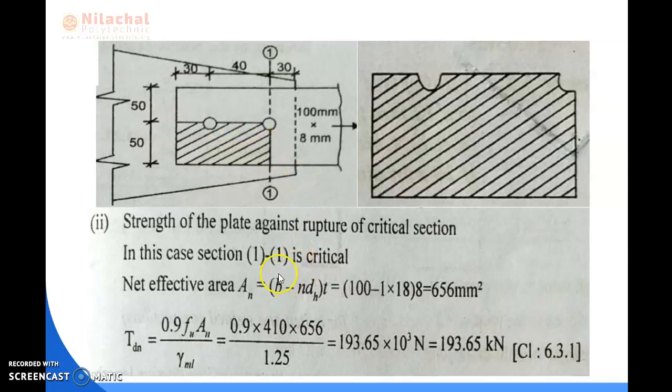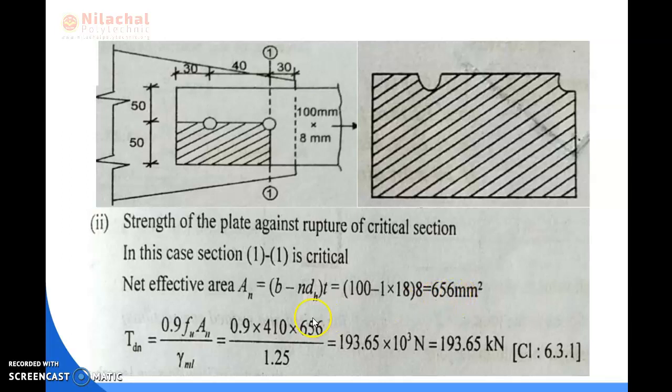So just put the values. The b value is 100, the number of bolts in the critical section is 1, dh or d0, the diameter of the bolt hole, is 18 mm for 16 mm diameter, and the thickness of the plate is 8. By calculating all this, we get the value of An as 656 mm square.